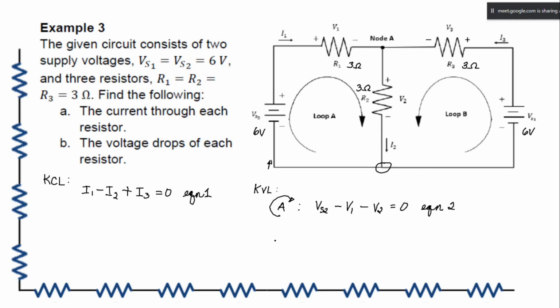Then, I will now be formulating my equation for loop B. So, dito tayo mag-start. Plus V sub S1. Negative V sub 3. Negative V sub 2 equals 0. And this is our equation 3.